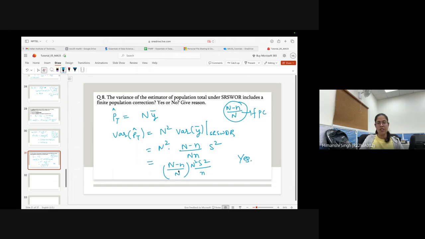Which basically means that if capital N is very large, then we can neglect this factor and just use the rest. How? Because this factor means 1 minus small n by capital N. If capital N is large, this will go to 0, and the factor is 1. So basically we can neglect it. This quantity will be approximately equal to N square s square by n.